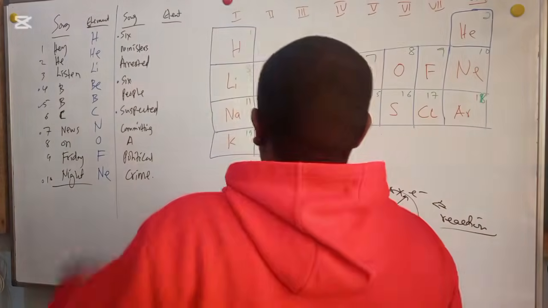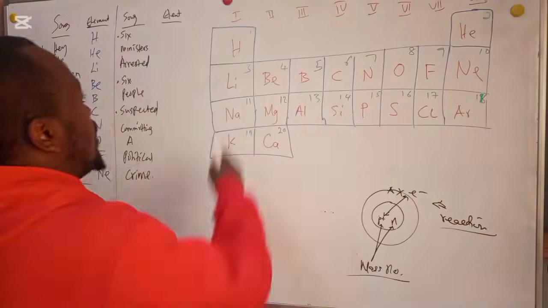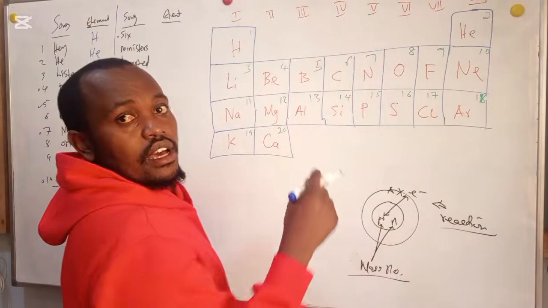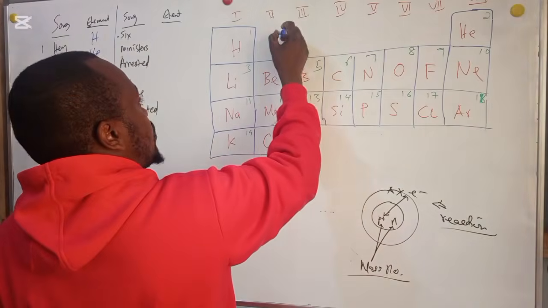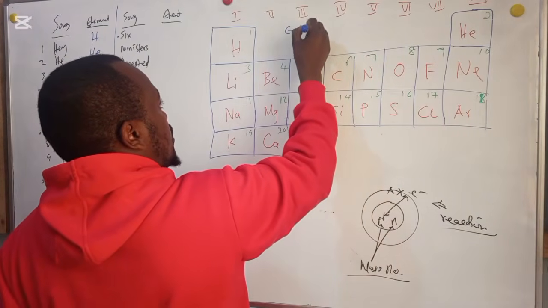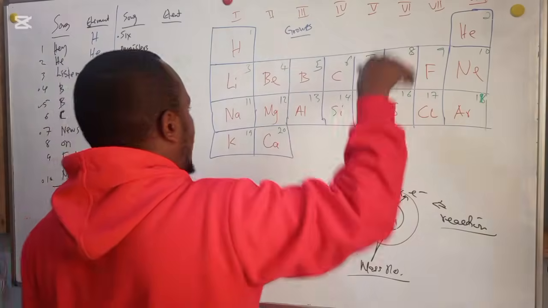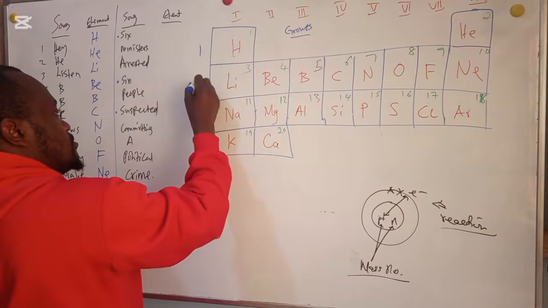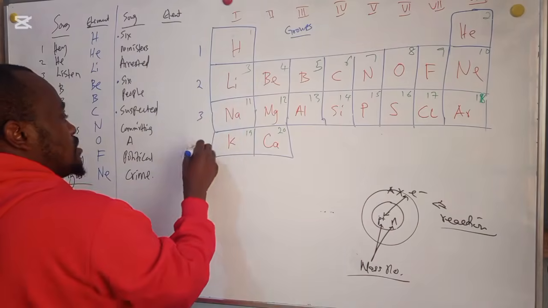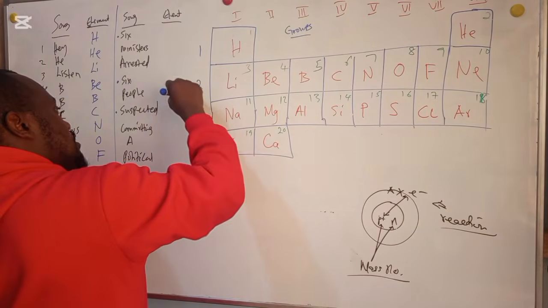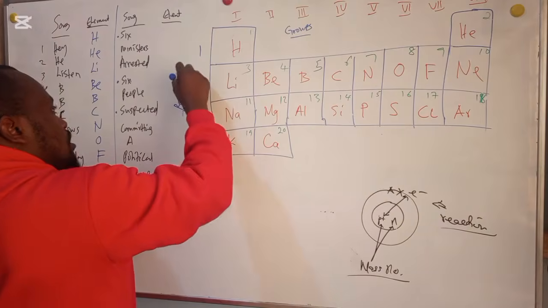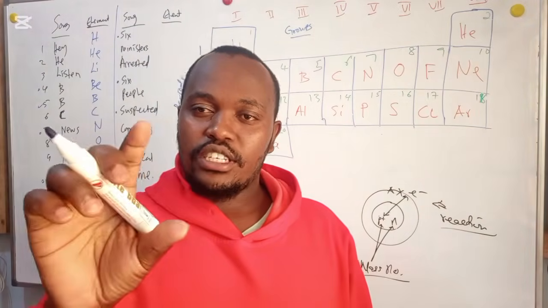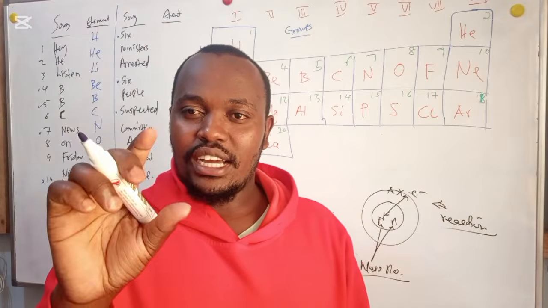Now, these are called groups. I think some are hidden up, so I'll just write here groups. Groups, going down, they are groups. However, going this way, they are called periods. So you have period 1, period 2, period 3, period 4. These are periods. So this is the first video of the periodic table. I'm calling it periodic table at a glance.